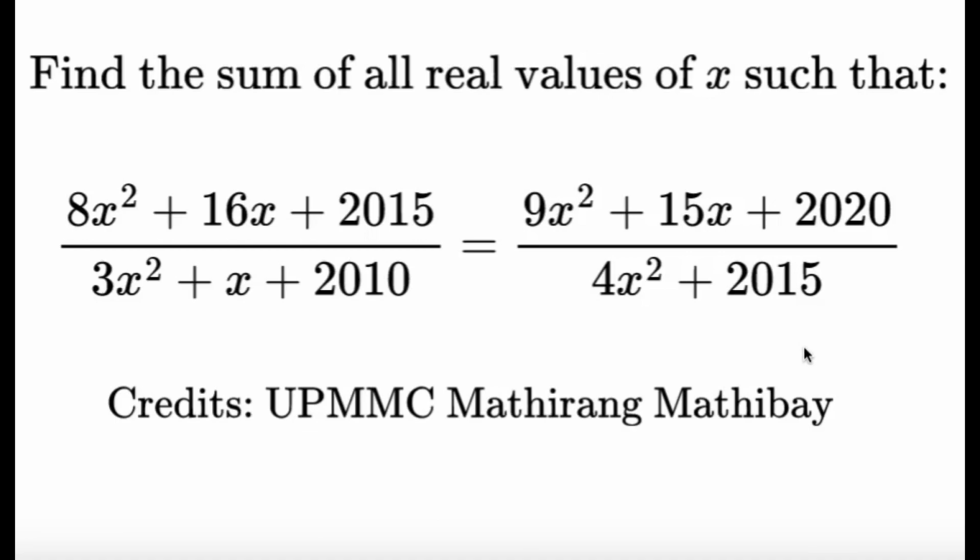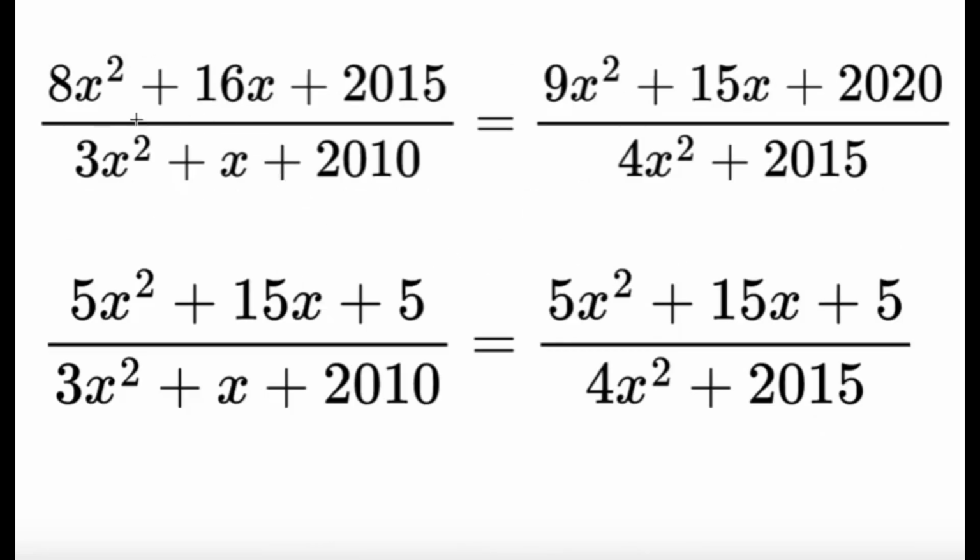Now, I believe there's one key takeaway from this item, and it is to notice that the difference between the numerator and the denominator of each of the fractions is constant. In fact, the difference of 8x squared plus 16x plus 2015 and 3x squared plus x plus 2010 is equal to 5x squared plus 15x plus 5. Same is the case for 9x squared plus 15x plus 2020 and 4x squared plus 2015. Their difference is also 5x squared plus 15x plus 5.